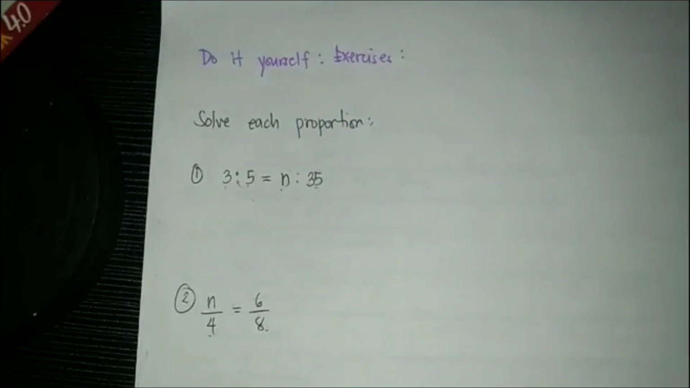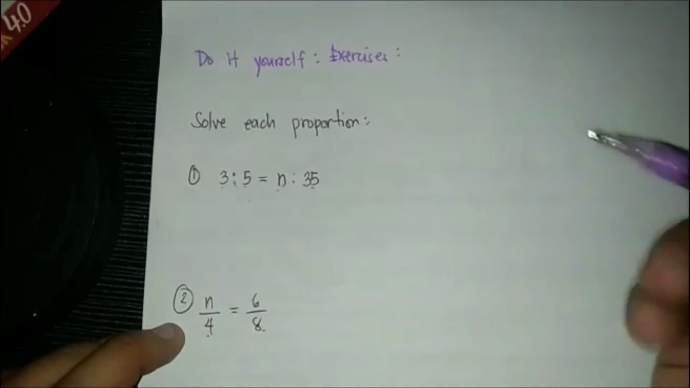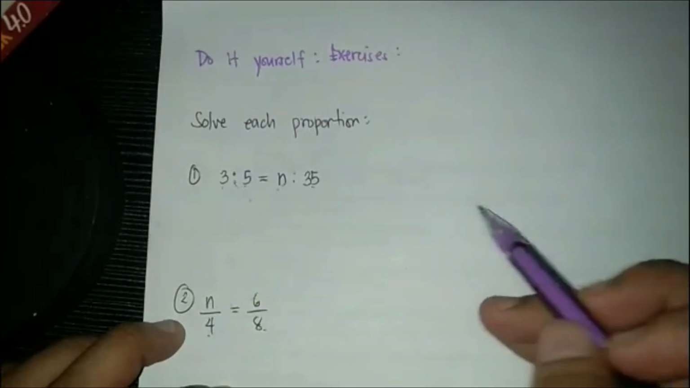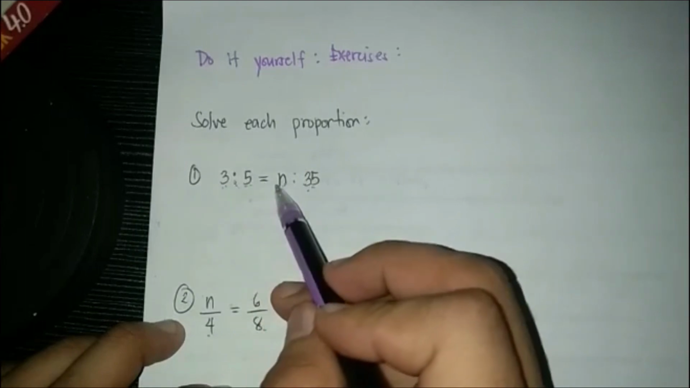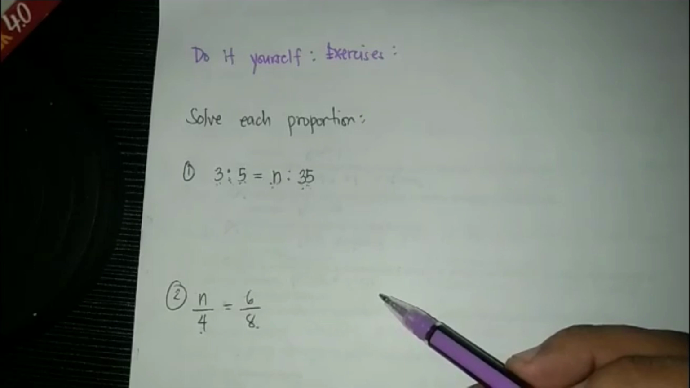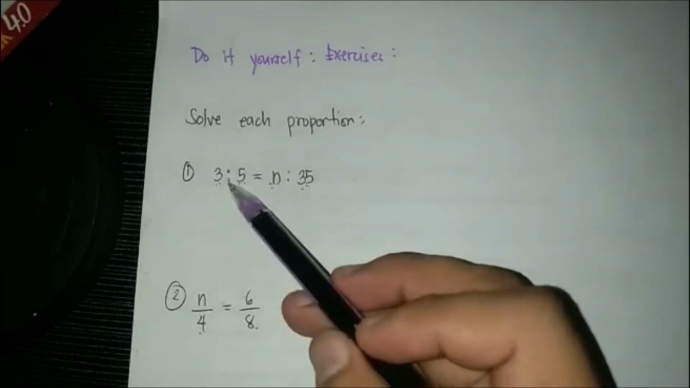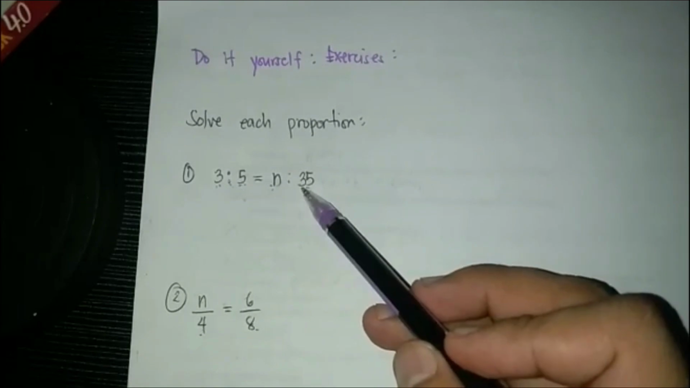So yung pag-solve natin dito, ganito. Alam natin na yung outer terms are extremes at yung inner terms means. So titingnan muna natin kung alin ba yung kumpleto. Kumpleto ba yung extremes or yung means? Okay, correct. Kumpleto po yung extremes. Kung sino yung kumpleto, i-multiply po natin yan.